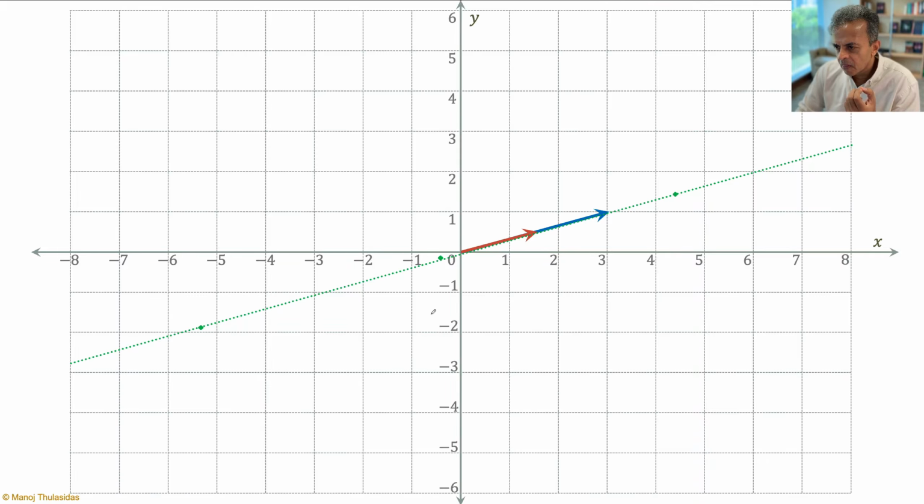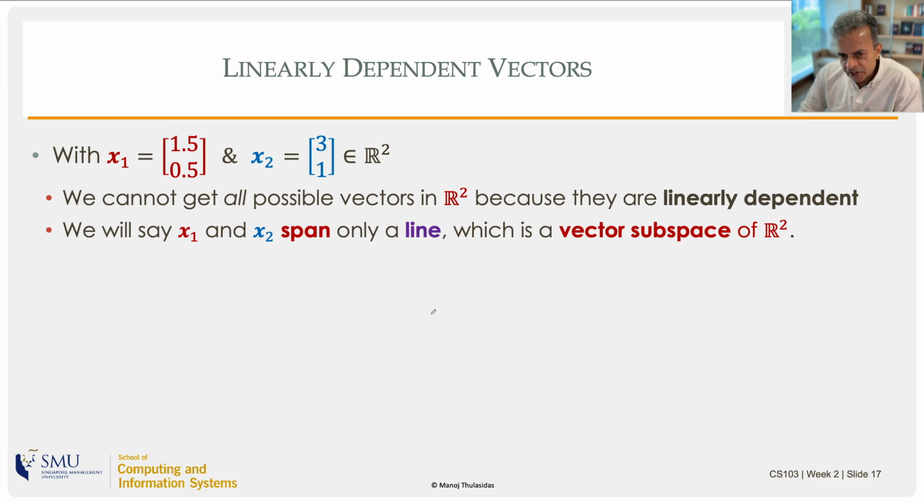Saying it differently, the sum vector, the green vector, always falls on the same line as the red vector or the blue vector. The red vector and blue vector together span only one line, not all of R2, but only one line of vectors. So the reason why we couldn't get to all vectors in R2 is that these vectors were linearly dependent. There was no scaling factor that will let us get out of that green line. Later we will call this a vector subspace of R2.